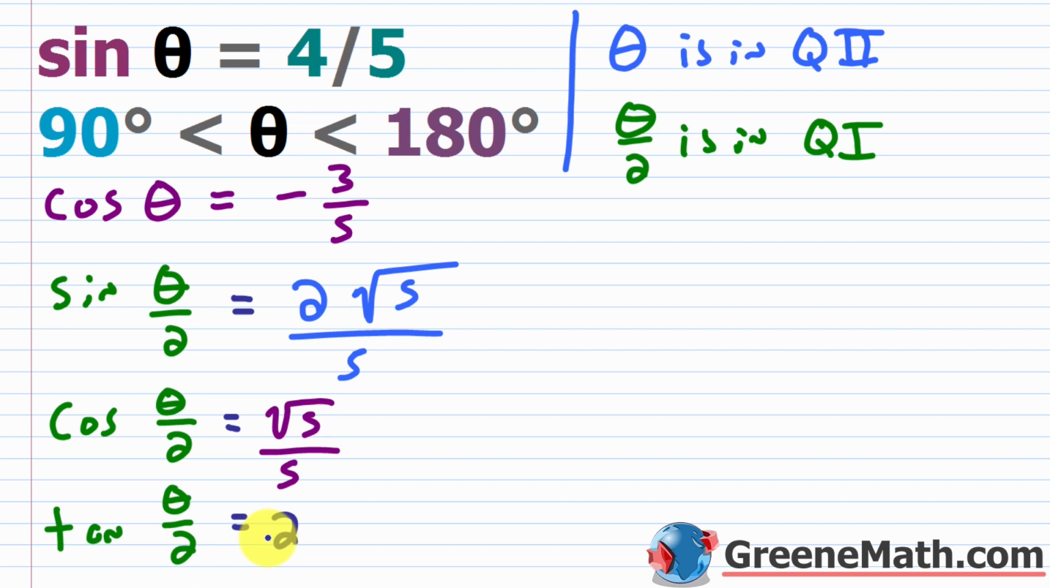So again, if you wanted to find the other ones, you could flip this guy right here in order to find your cosecant of theta over 2. Flip this guy right here in order to find your secant of theta over 2. And flip this guy right here to find your cotangent of theta over 2.